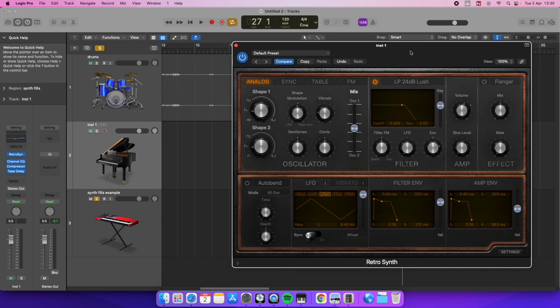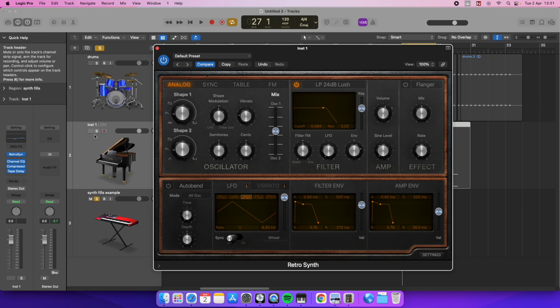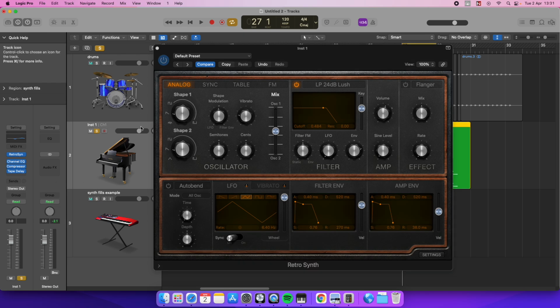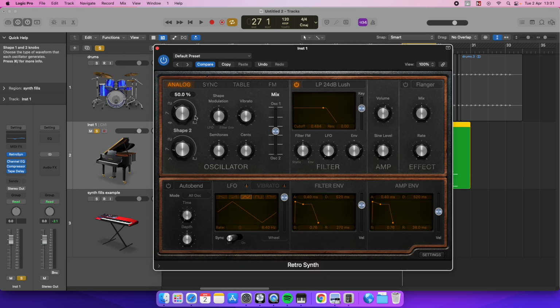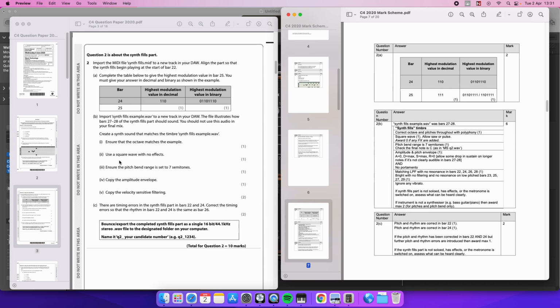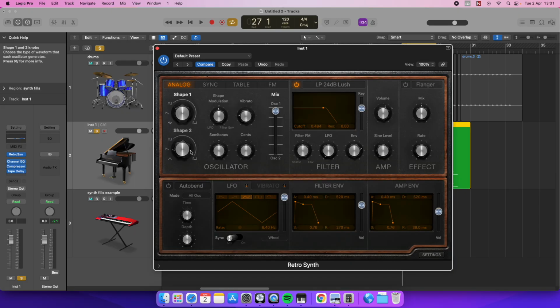Okay, so I got the retro synth on here. So I've put it now on the MIDI. So we have to use square waves only. Let's start with this square wave. Let's put them both on square waves. Let's just try oscillator 1. Square wave, no effects. The octave matches these examples. So we may have to change the octave.